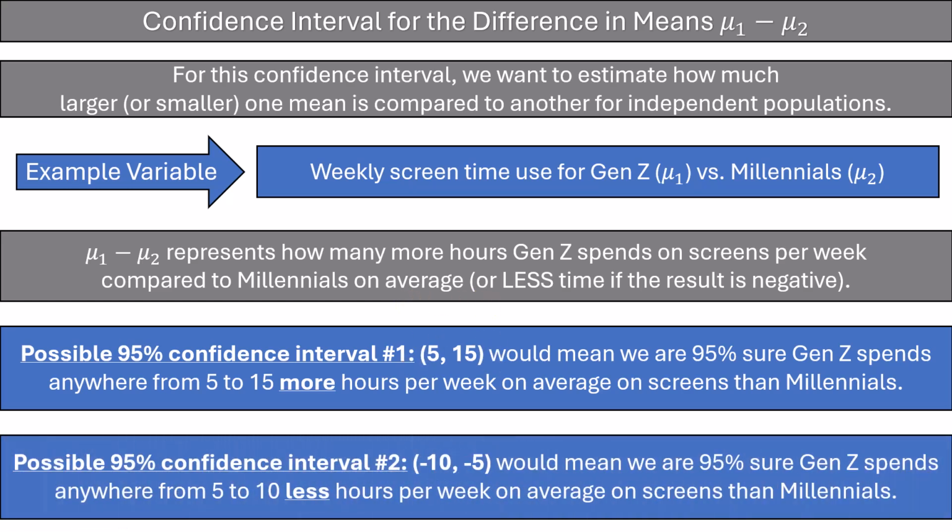Or we could have negative numbers, perhaps from -10 to -5. That would mean that we are 95% sure that Gen Z spends anywhere from 5 to 10 less hours per week on average on screens than millennials. We say less because the numbers are negative.